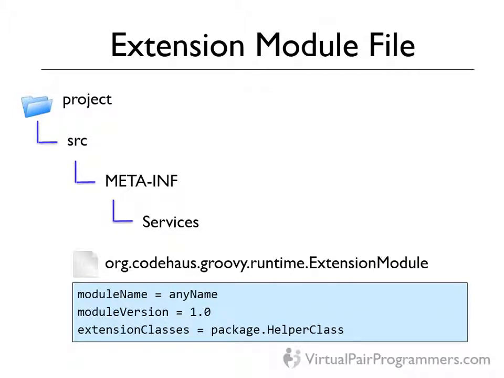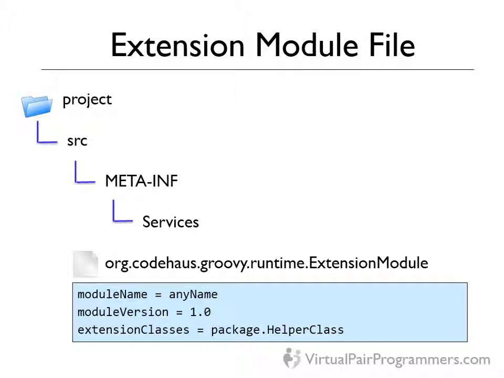Now let's have a look at the extension module. This is a file which tells the JVM to use our helper class as the extension class. The file needs to be created in a specific location. We need a folder under our src folder called META-INF, and then a subfolder under that called services. I haven't got those in my project, so I'll need to create them. Note that the folder names are case sensitive.